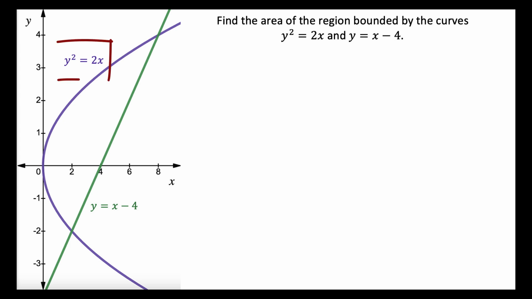The graph of y squared equals 2x is the parabola that opens to the right and is symmetrical about the positive x-axis with its vertex at the origin. And the graph of y equals x minus 4 is the increasing line. Before we find the points of intersection, we should decide how to orient the typical approximating rectangle.